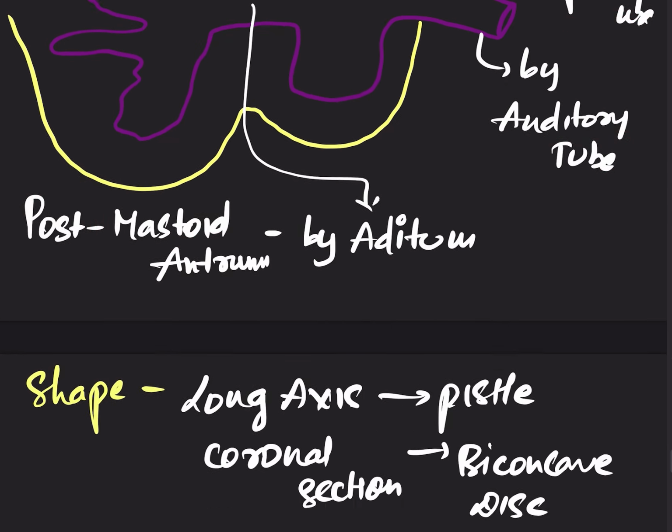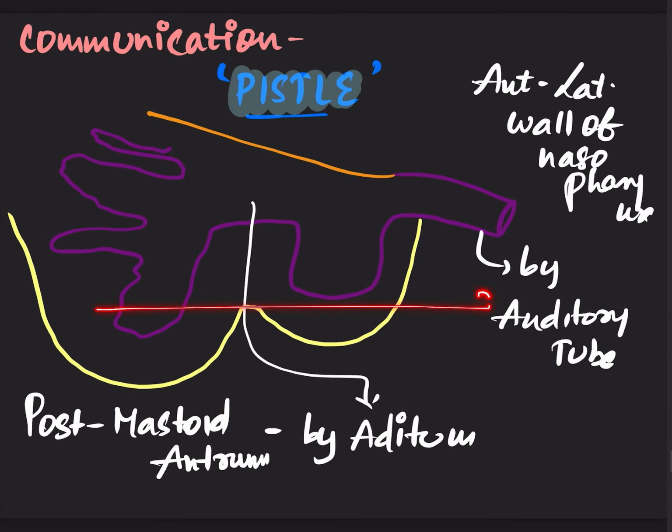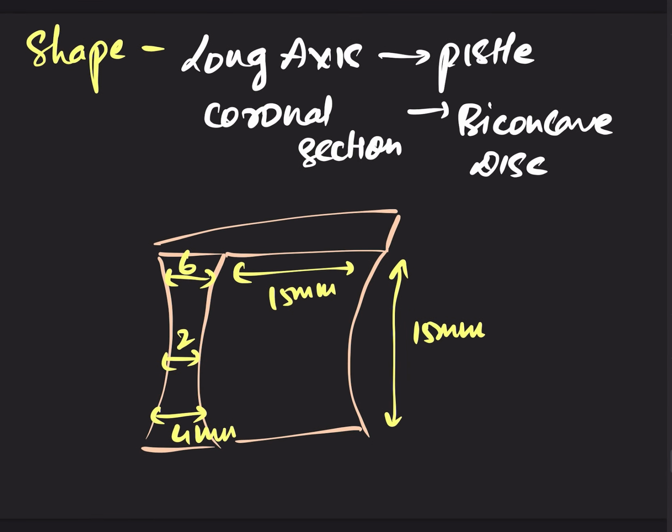Okay, next. What is the shape? When you take the long axis section, it appears like a pistol, where the body is formed by the tympanic cavity and the handle is formed by the mastoid antrum. And whenever you take a coronal section, it appears like a biconcave disc structure, in the sense that it is compressed in the center and a bit free at the periphery.